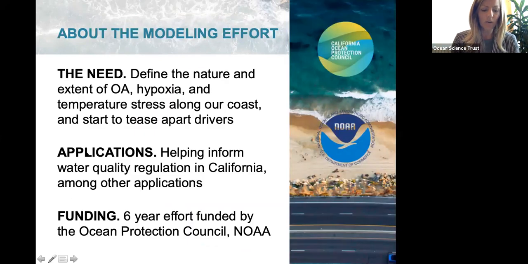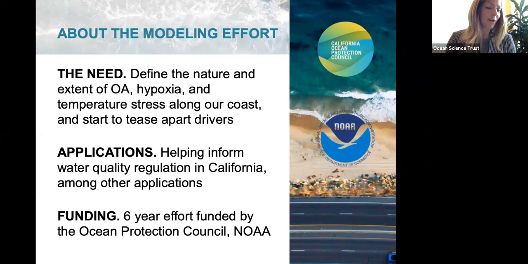And so just a bit about this modeling effort. Ocean Protection Council and NOAA invested in this integrated Earth Systems model in 2013 to support conversations about California's response to climate change and changing ocean conditions, including multiple stressor effects of ocean acidification, hypoxia, and temperature. The goal was to characterize the magnitude, frequency, extent of these multi-stressors within the California current ecosystem, now and under future scenarios with climate change, and to start to tease apart drivers along our coast.